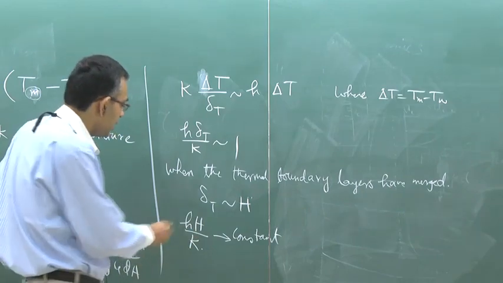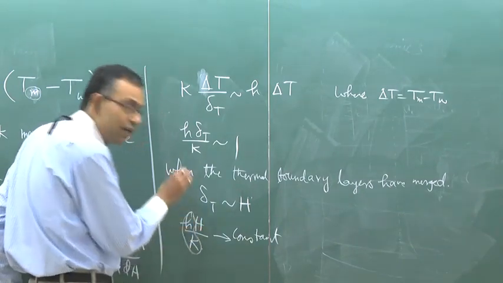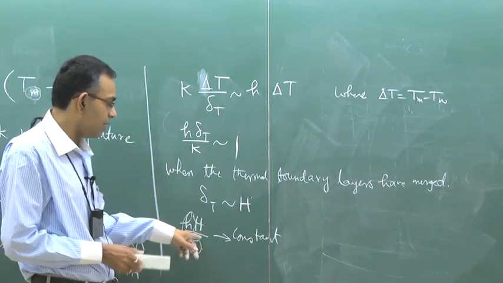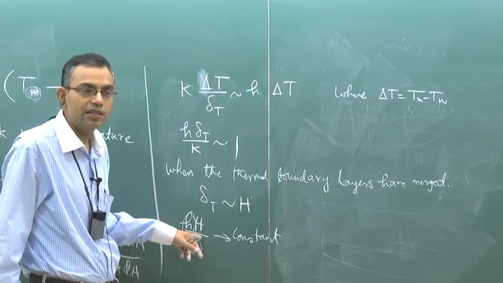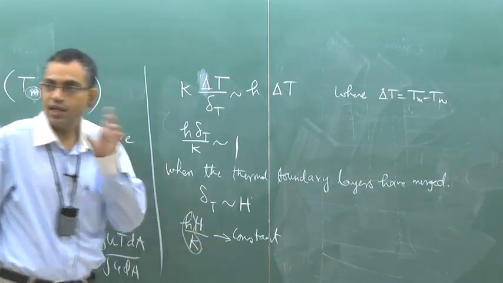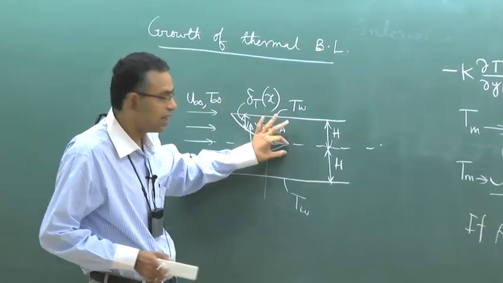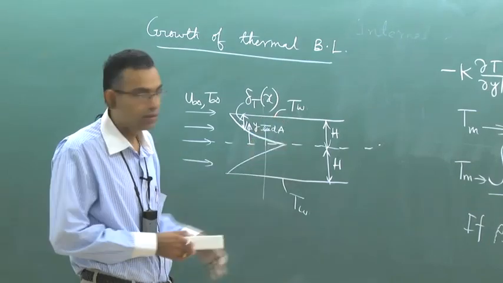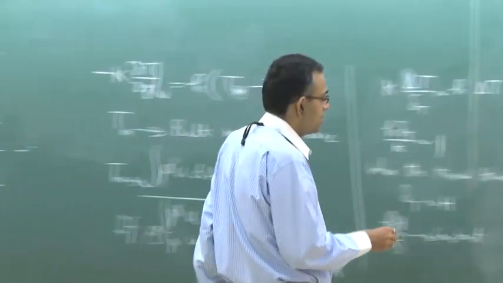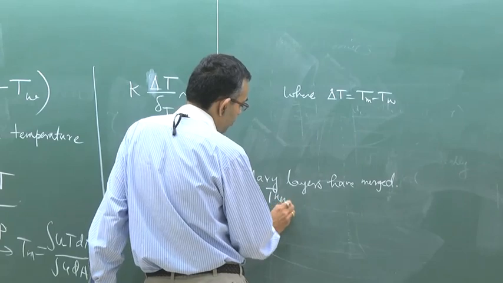So it is basically this h by k that is a matter of interest, but non-dimensionally when expressed, this is actually what? This is the Nusselt number. So the Nusselt number becomes constant for a thermally fully developed flow. Thermally fully developed flow means the two thermal boundary layers have merged. So this is called thermally fully developed flow.